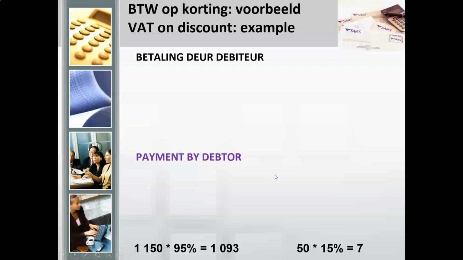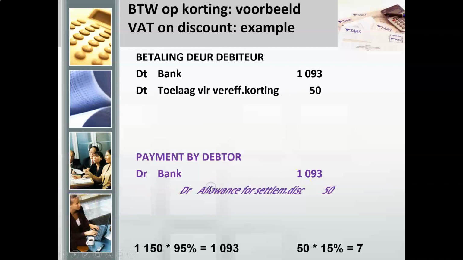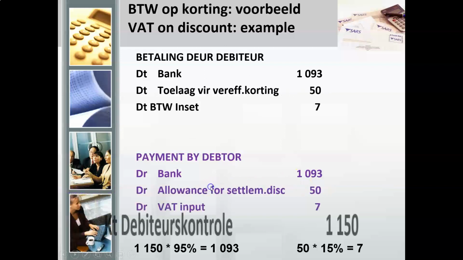Now, let's assume that settlement takes place and this guy settles within the settlement period. So it's not going to pay 1150, it's only going to pay 95% of 1150. So it's only going to give us 1093. So what am I going to receive in my bank account? 1093. What am I going to clear out of my debtors account? Do that first.